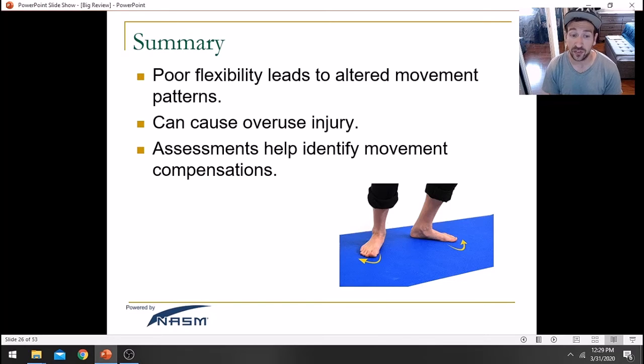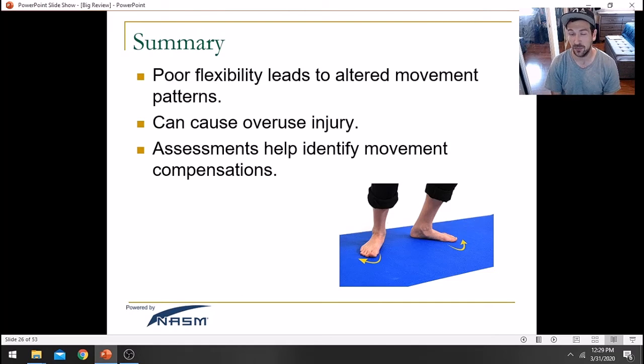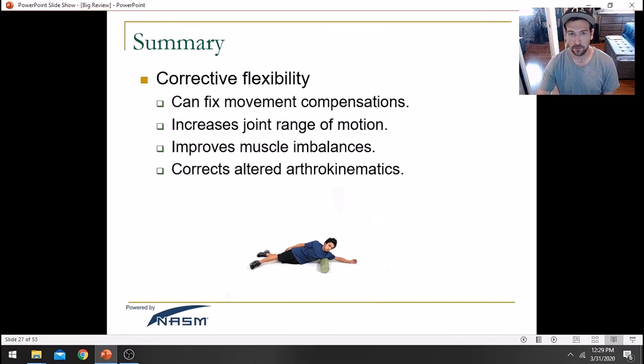When we have poor flexibility, that often leads to what we call relative flexibility, which is basically where somebody finds a way to get the movement done, but they're not really moving the way they're designed, right? Like they might tilt to one direction or the other in order to pick something up. That's relative flexibility, and that can cause overuse injuries and dysfunction.